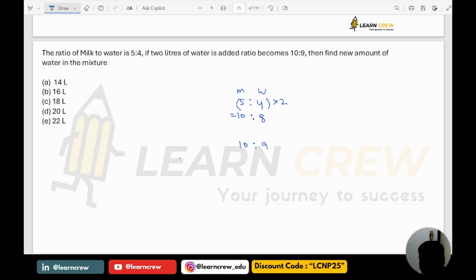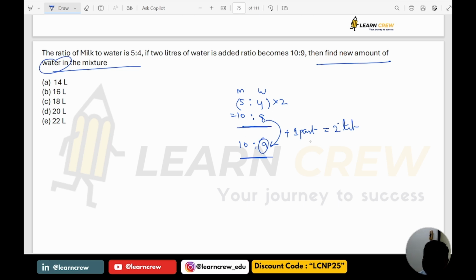So 10:8. Initially you have 18 parts. Now you have 19 parts. The extra 1 part is nothing but water added, which is 2 liters. If 1 part is 2 liters, then find the new amount of water. New amount of water would be 9 parts. If 1 part is 2 liters, then 9 parts should be 18 liters. So the answer is 18 liters.